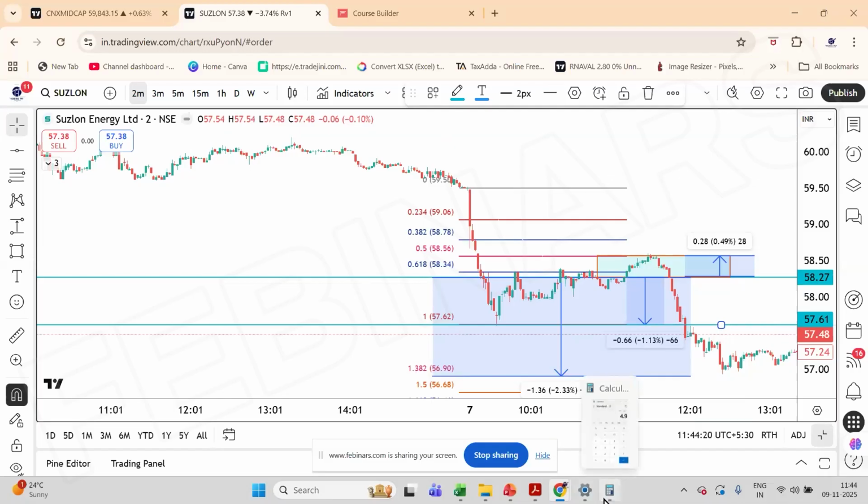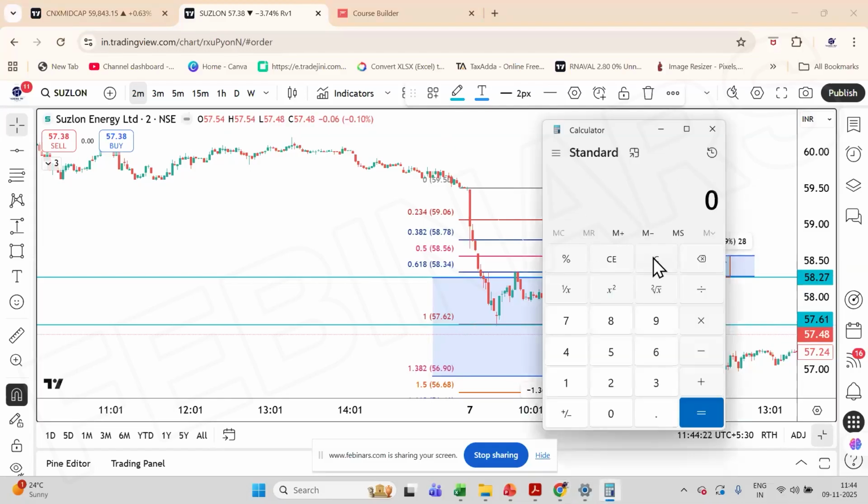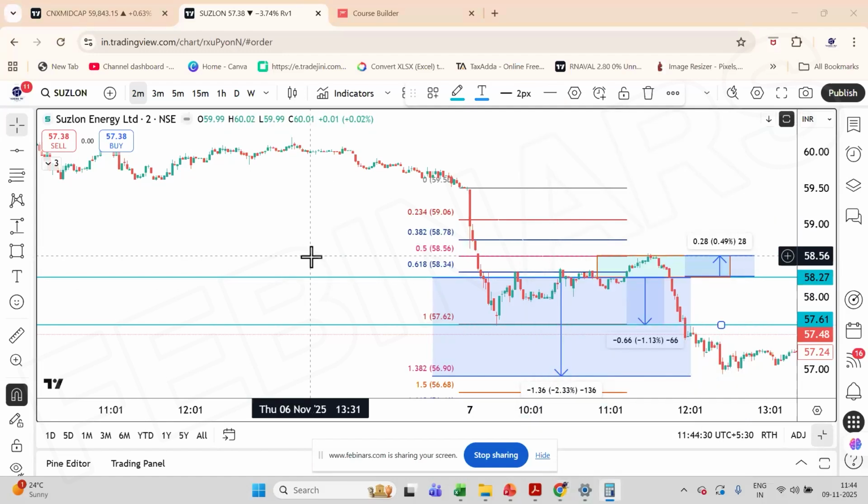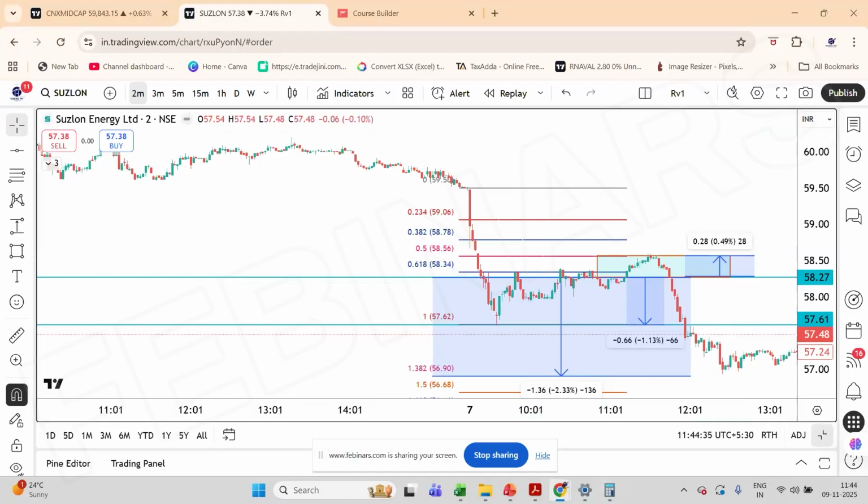So let's calculate it here. 1.36 divided by 0.3. What is the risk reward ratio? 1 is to 4.5. Beauty of trading to identify.